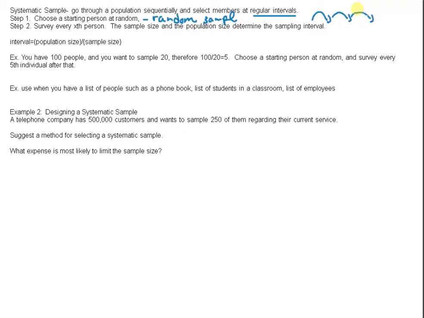And the sample size and the population size determine the sampling interval. So here's a formula, okay? Interval equals population size divided by sample size. Okay, so your interval, for example, if you have 100 people and you want to sample 20 of them, you would go 100 divided by 20. You are going to sample every 5th person. So in that case, step 1, choose a random person. Step 2, survey every 5th person.